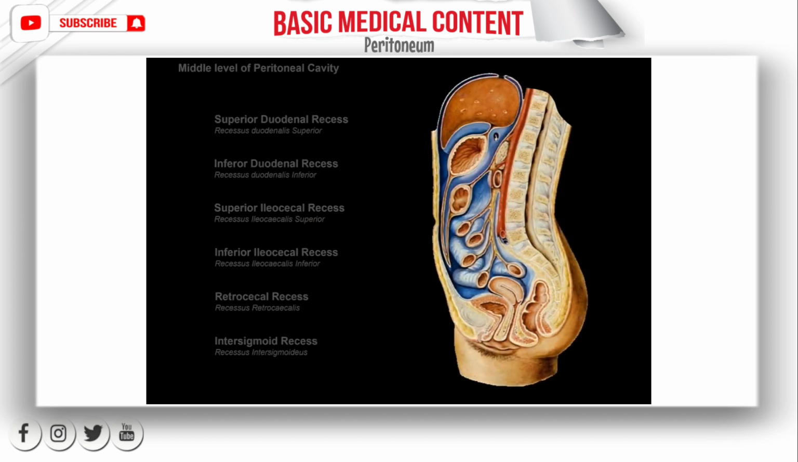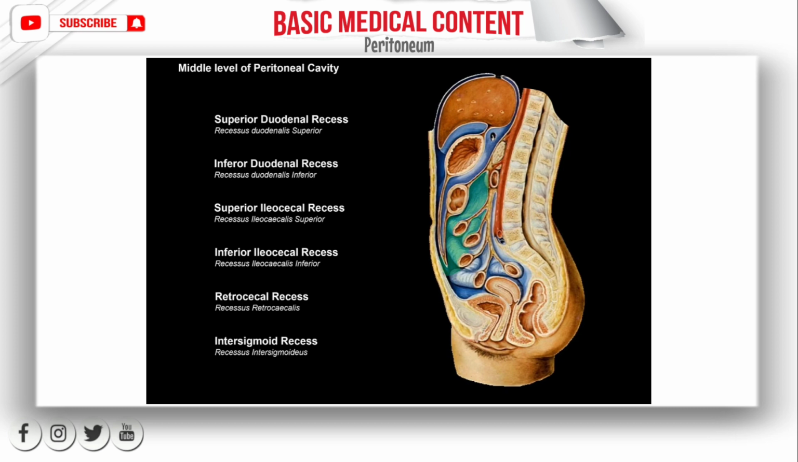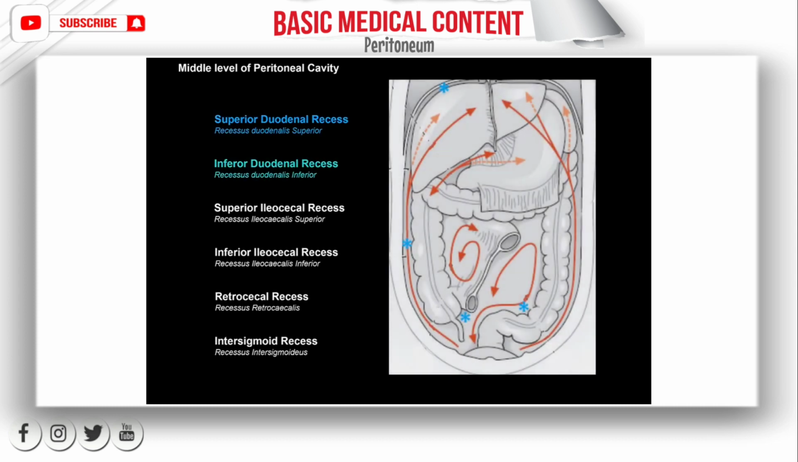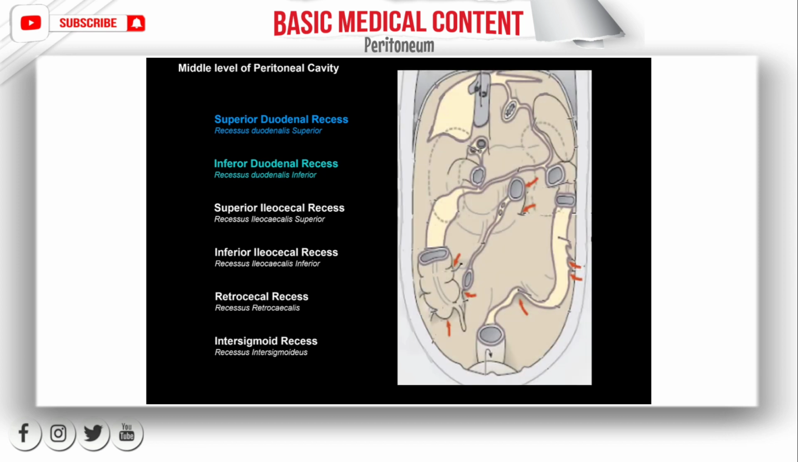Next, we have the middle level of the peritoneal cavity. Now don't get scared by all of these names, we will break them down together. So if you take a look at this picture, these red arrows represent the flow of the serous fluid around the peritoneal cavity. And the recesses listed here on the left are small spaces found in various corners formed by various organs. And they're actually located behind these large organs. So let's remove the organs to see the recesses easier.